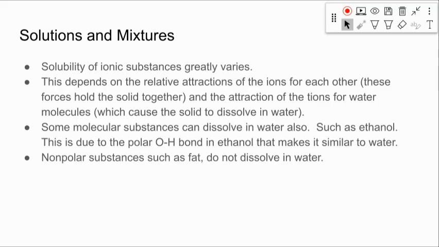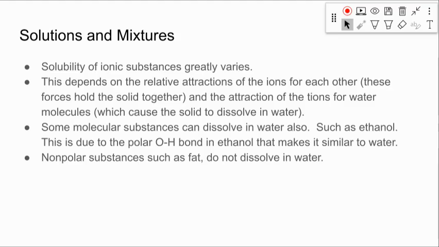Fat is an example of a nonpolar substance. If you pour oil in water, if you're cooking, if you're making a dressing, that oil does not dissolve because the oil is nonpolar and the water is polar. You have to have similar substances in order for them to dissolve into each other.